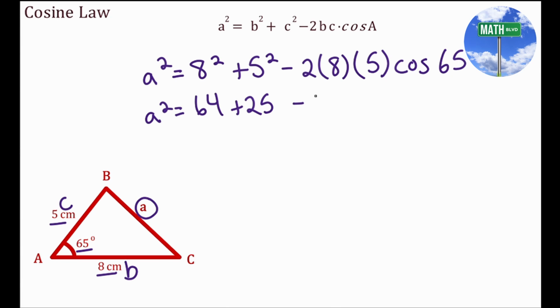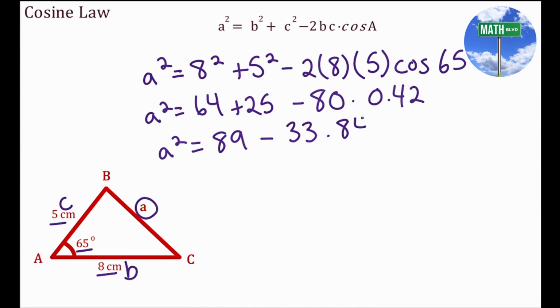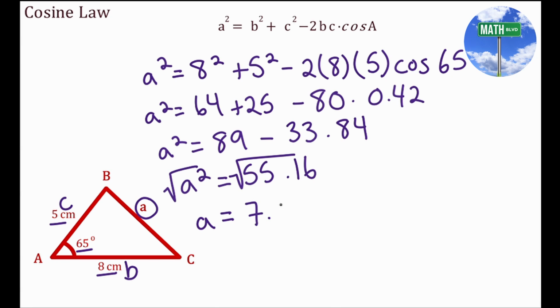Negative 2 times 8 times 5 is negative 80. Cosine 65 is 0.42. I will then add 64 and 25 and multiply negative 80 times 0.42. I will now find the square root of both sides to determine the length of A. After calculations, I know A equals 7.42 centimeters.